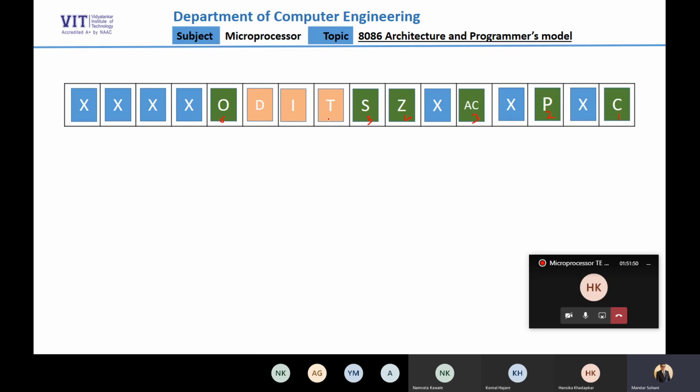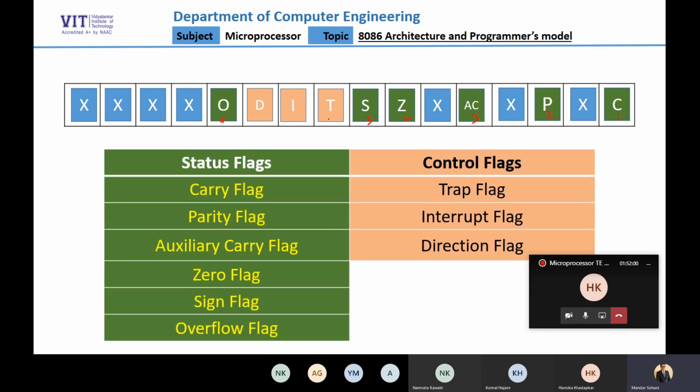So the next point you have to write in your answer: out of the 9 active flag bits, 6 bits will act as status flags and 3 bits will act as control flags. And the list is like this. This is a list of 6 status flags and 3 control flags. You can see carry flag, that is C. Then parity flag, which I mentioned as P. Then auxiliary carry flag, which I mentioned as AC. Then zero flag, mentioned as Z, sign flag, mentioned as S, and overflow flag, mentioned as O, in green color if you see.